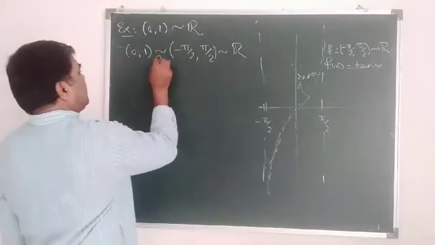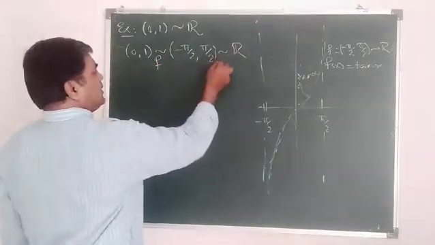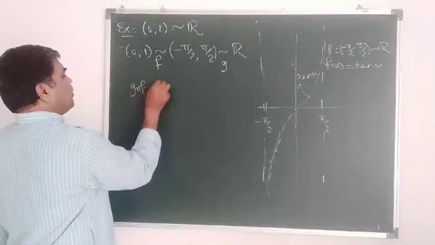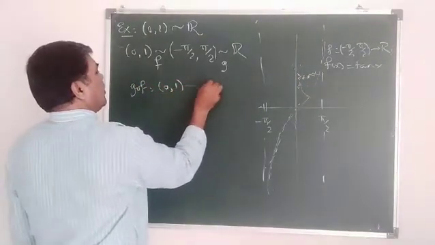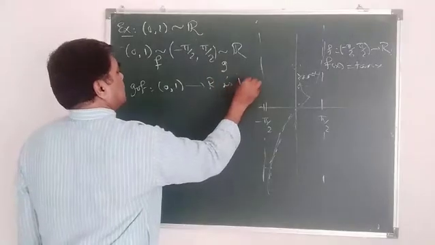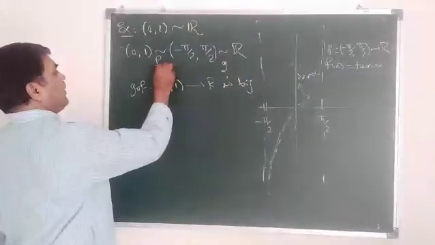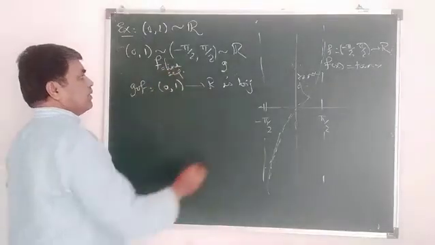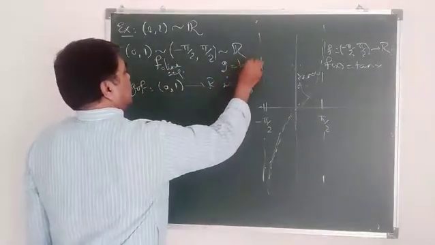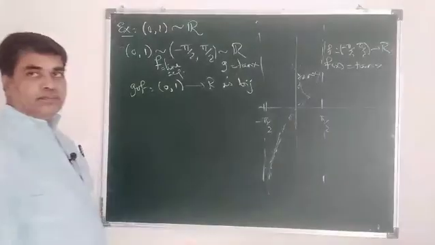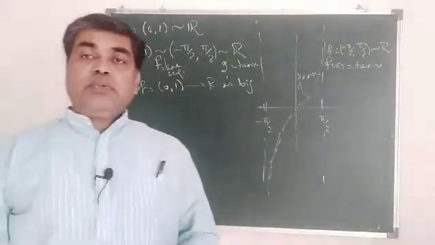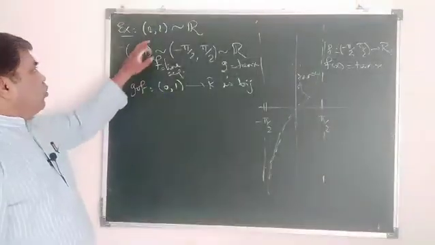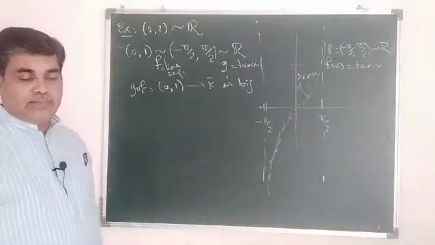Therefore, by some function f, it is related to this, and by g, it is related to this. So g composite f from the open interval (0, 1) to R is a bijective function. Here I will find the line segment equation, and here g is nothing but tan x. Then g composite f will become a bijective function, and in this way the open interval (0, 1) is equivalent to R.